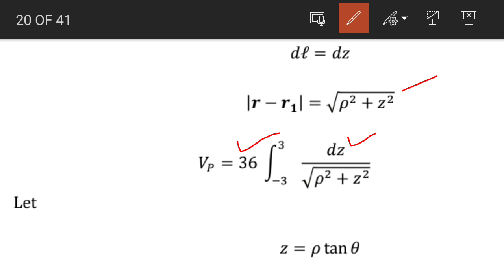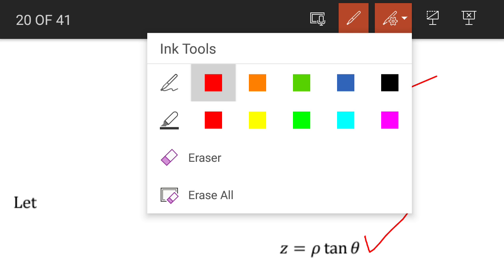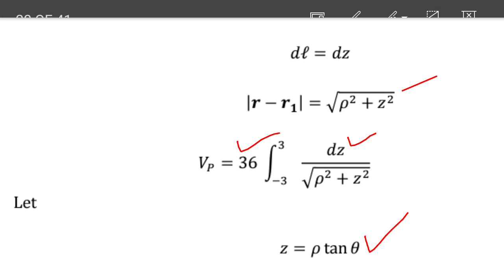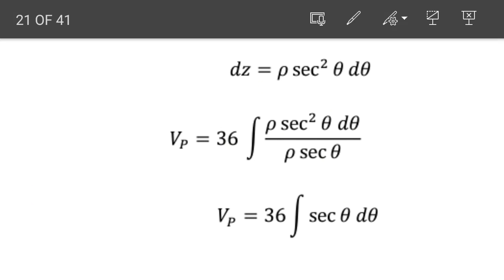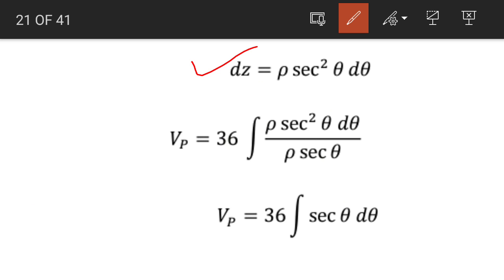We assume that z is equal to rho tangent theta. If z is rho tangent theta, then dz will be equal to rho secant square theta d theta. So we put the value of dz, and we put the value of z in the denominator, and then we simplify it. If we simplify this particular equation, we get 36, and then we have the integration of secant theta d theta.